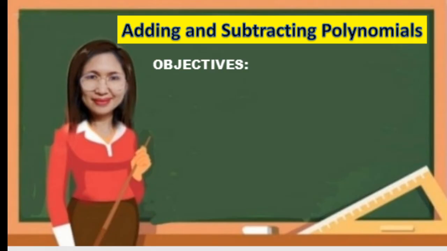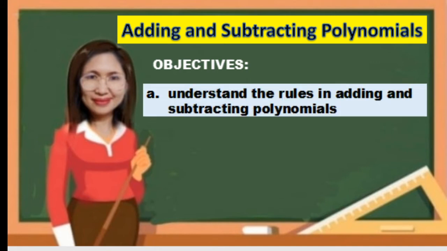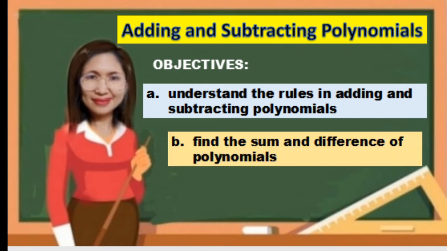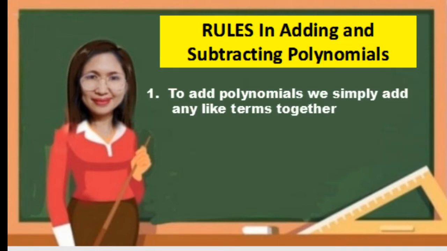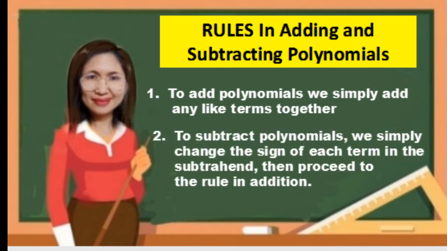Alright? Our objectives in this lesson are, we have the first one: understand the rules in adding and subtracting polynomials. We find the sum and difference of polynomials. And here are the rules in adding and subtracting polynomials. To add polynomials, we simply add any like terms together. To subtract polynomials, we simply change the sign of each term in the subtrahend, then proceed to the rule in addition.